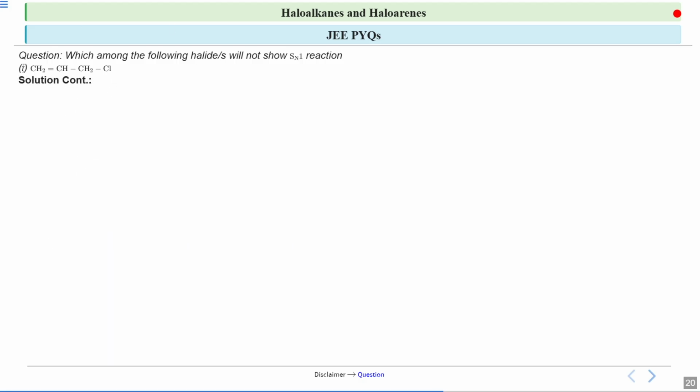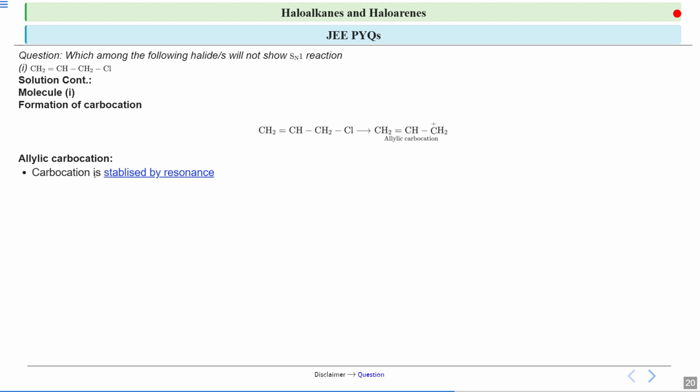Now if we talk about the molecules one by one, let's take the first molecule. In the first molecule, how does the formation of the carbocation happen? You have been given this molecule CH2=CH-CH2Cl. It will convert to an allylic carbocation after the removal of the halide ion, and the positive charge will come on this carbon. You get an allylic carbocation. That means the positive charge is on the carbon connected to an sp2 hybridized carbon atom. So you are getting an allylic carbocation in the first molecule's case.